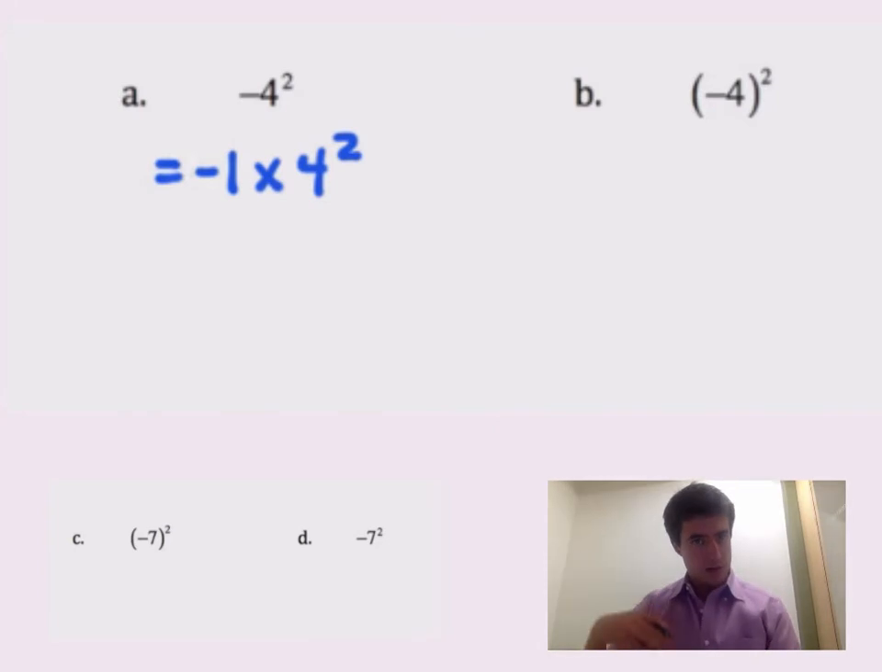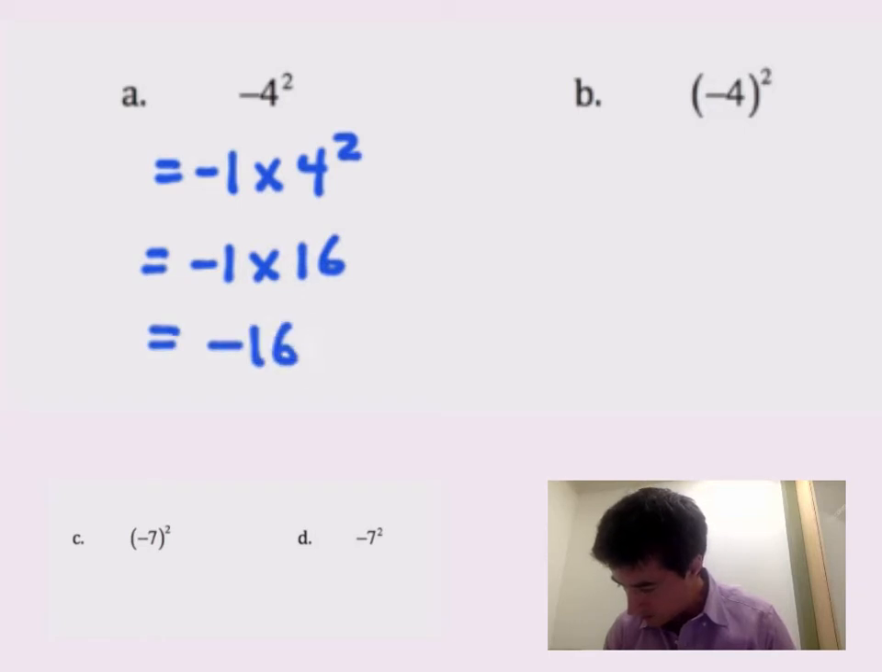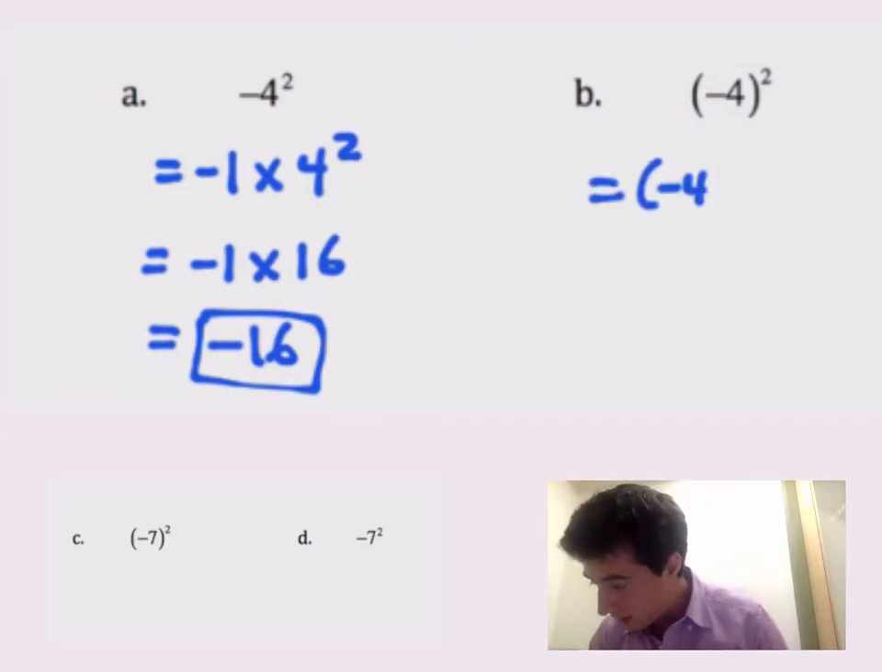4 to the 2nd power, we're going to do the exponent first, is going to be 16. -1 times 16 will give us -16. Whereas in this second example, we've got (-4) to the 2nd power, which means -4 times -4, and that's going to give us +16.